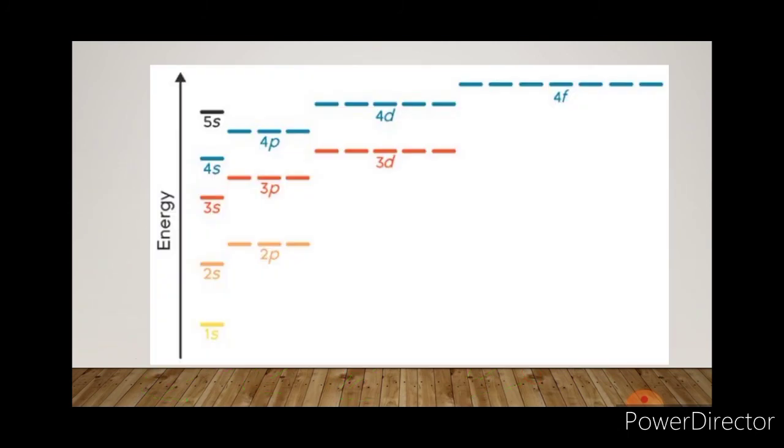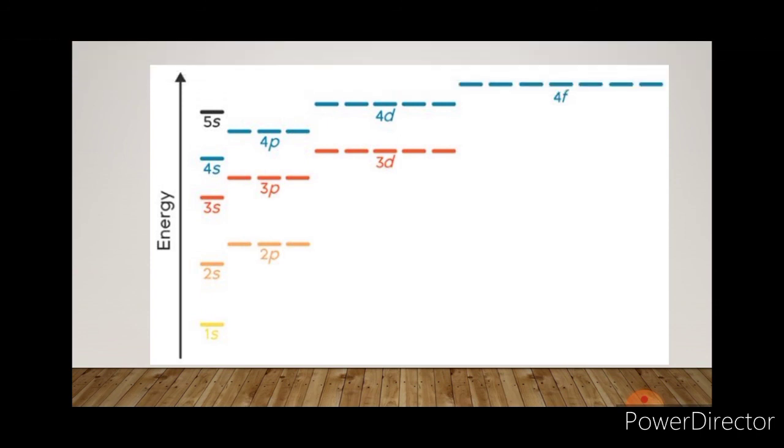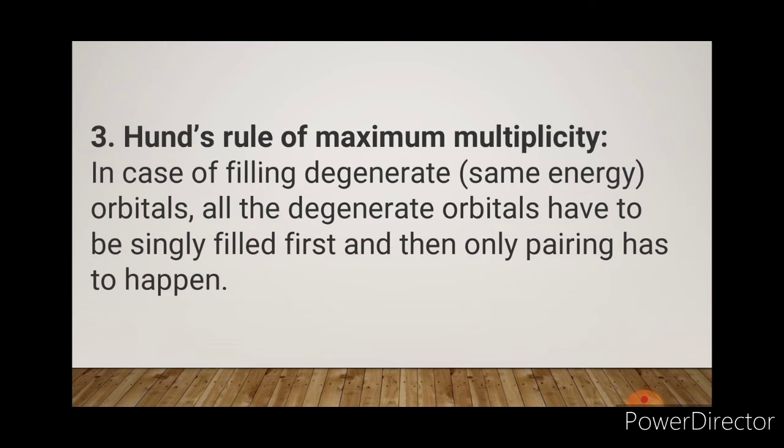This is the energy chart. You can see the energy is increasing in the upward direction. 1s has the least energy, then 2s has more energy than 1s, 2p has more energy than 2s, and 3s has more energy than 2p. Like this the energy goes upward. This is your Aufbau principle about the filling of electrons.